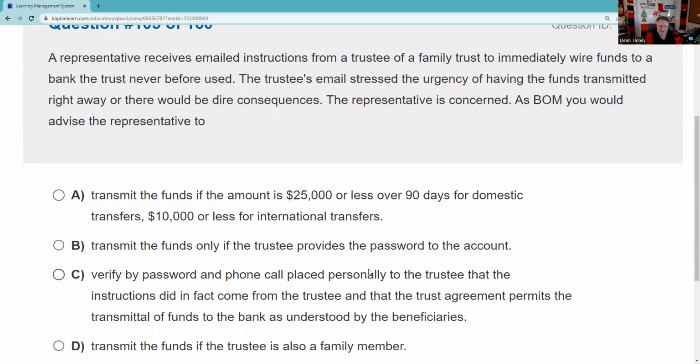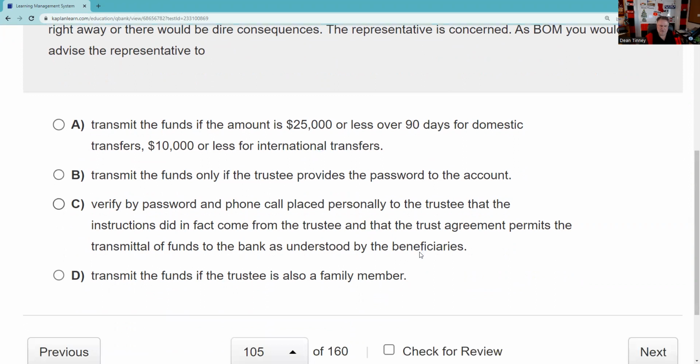Transmit the funds if they have a password to the account. A test-taking trick, I would suggest you learn this information, but too long to be wrong. Let's see what C says. Verify by password and phone call placed personally to the trustee that the instructions did in fact come from the trustee and that the trust agreement permits the transmittal of funds to the bank as understood by the beneficiaries. That sounds like the right answer.